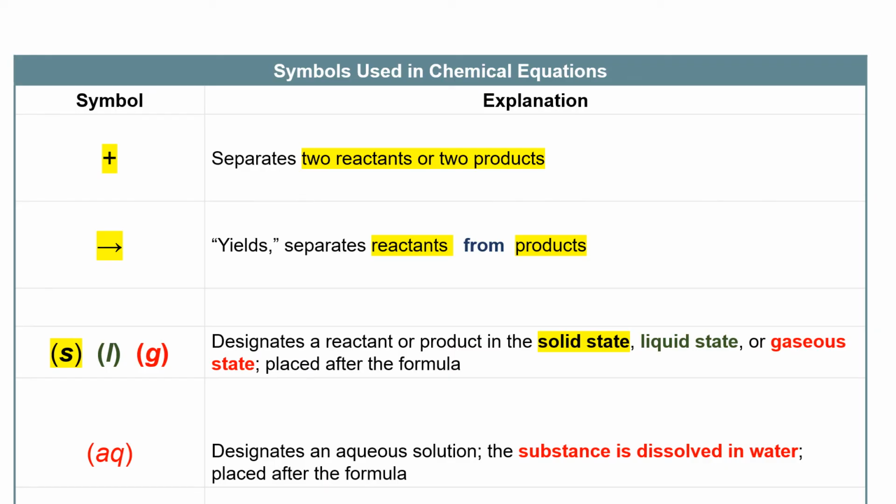So let us summarize what we have learned. The symbols used in chemical equations. We use plus to separate the two reactants or two products. We use the arrow. It represents yields or produces or forms, and it separates the reactants from the products. And we use the symbol S for solid, L for liquid, and G for gas, to designate the different states of the reactants and products.